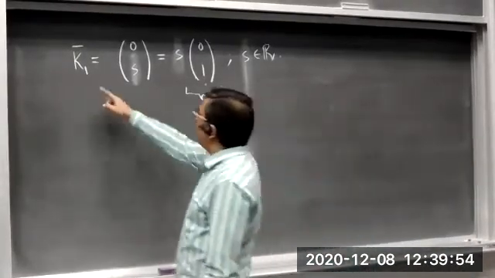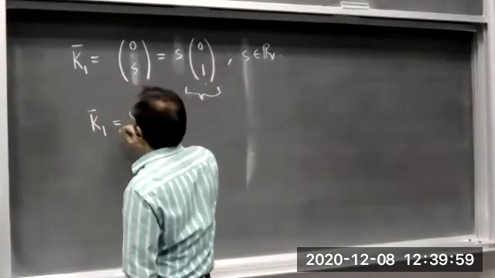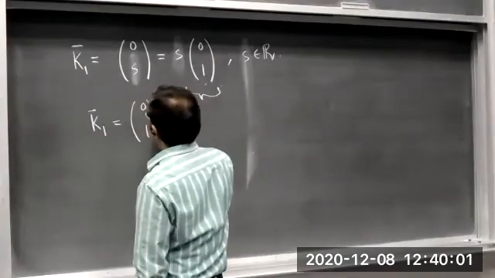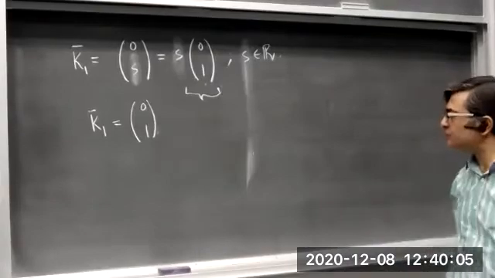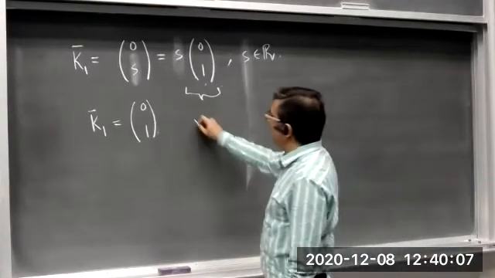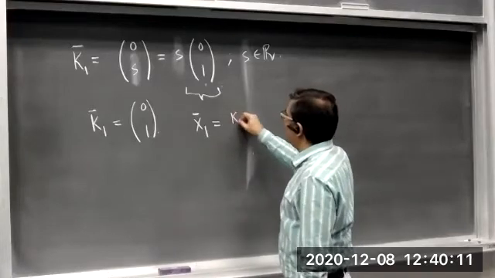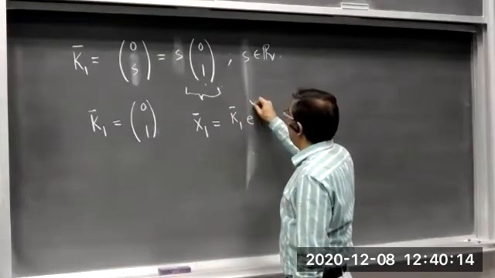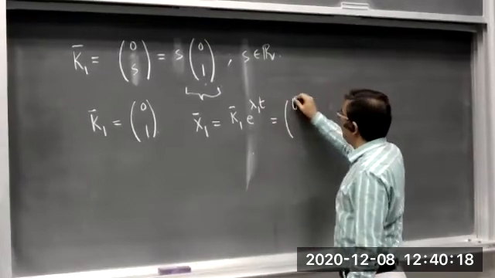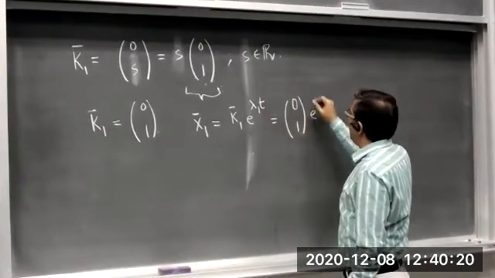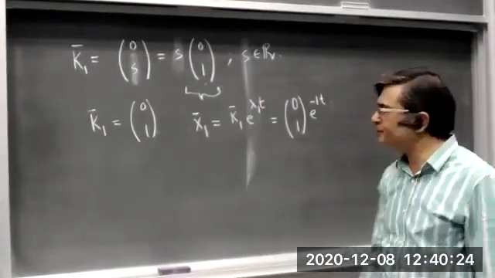Now, our k1 vector is the 0, 1 vector, in fact, which we are going to use for writing the general solution or to obtain the linearly independent solutions. If k1 is this, then our first solution is what? It is k1 times e raised power lambda 1 t. So k1 is 0, 1 times e raised power minus 1 t. So this is your first solution.